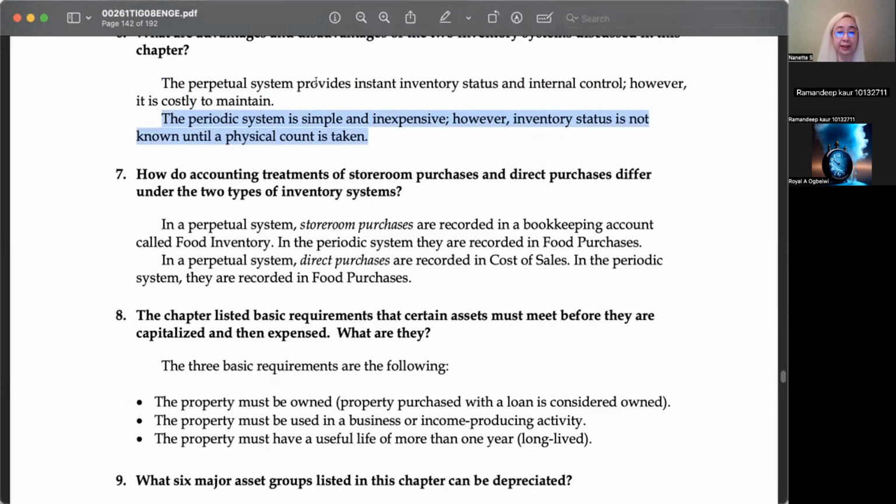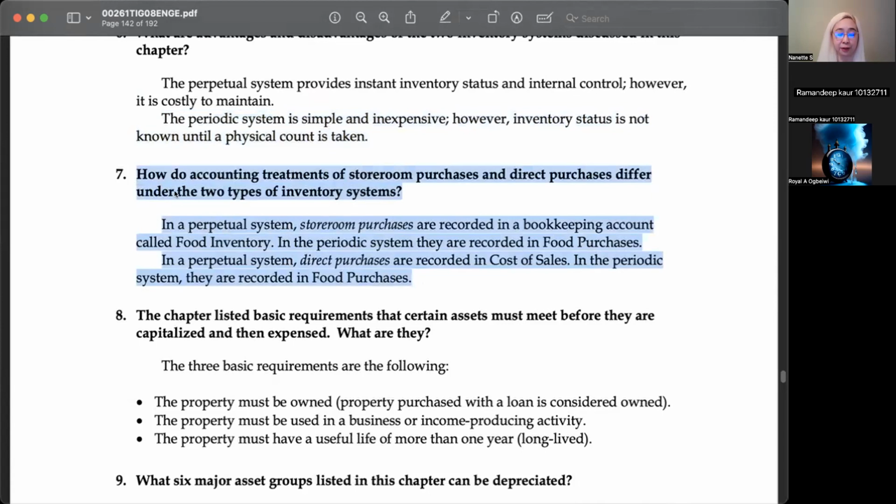So how do we treat accounting processes for this? Ramandeep, can you read number 7, please? So how do accounting treatments of storeroom purchase and direct purchase differ under the two types of inventory systems? In a perpetual system, storeroom purchases are recorded in a bookkeeping account called food inventory. In the periodic system, they are recorded in food purchases. In a perpetual system, direct purchases are recorded in cost of sales. In a periodic system, they are recorded in food purchases.